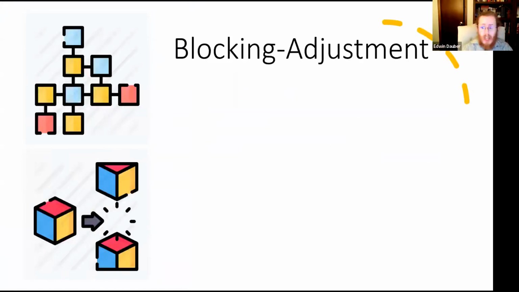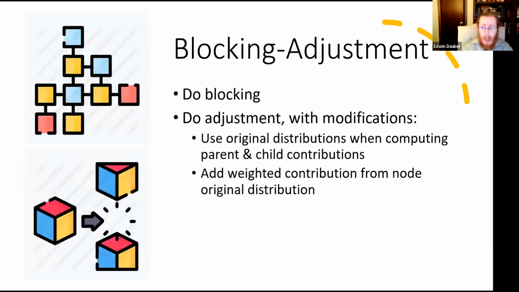So finally, there's blocking adjustment. We start by blocking, but then we do adjustment with some modifications. Specifically, we use the original distributions to compute parent and child contributions and a contribution from this node itself. This allows us to get the benefits of blocking, but still have some room for maybe we weren't quite right about where these changes occur.